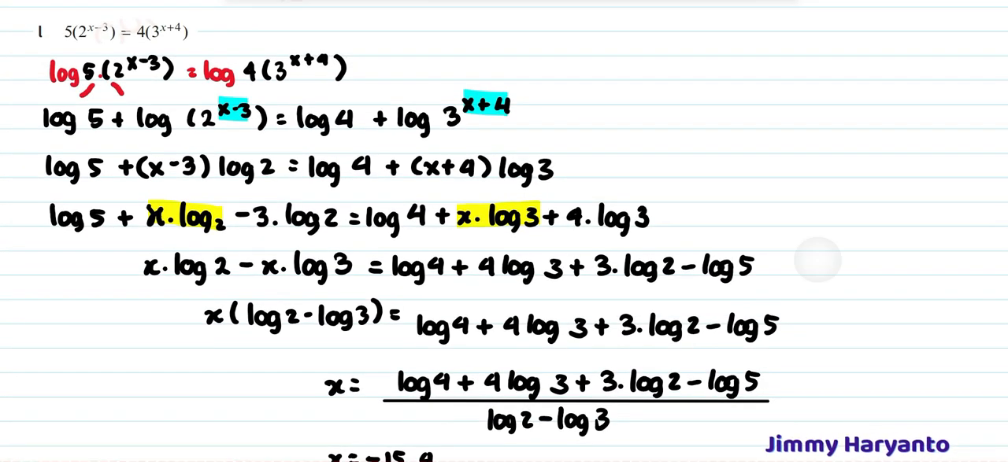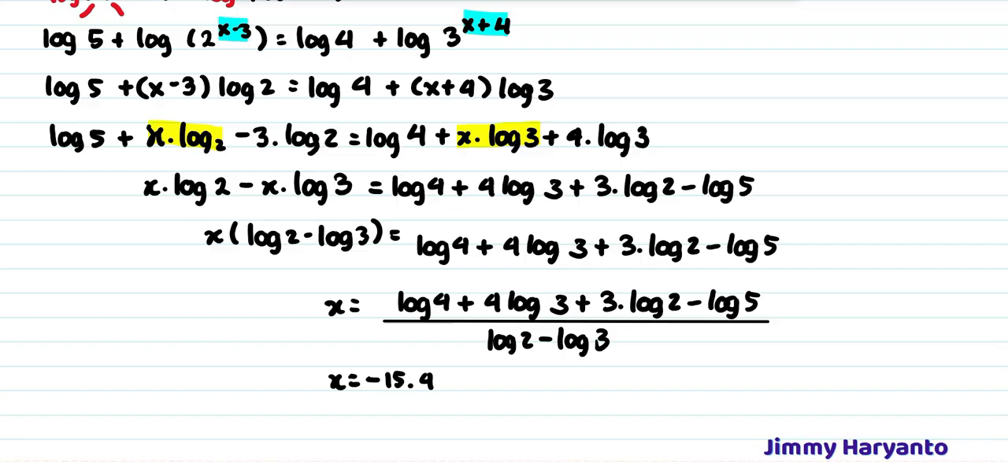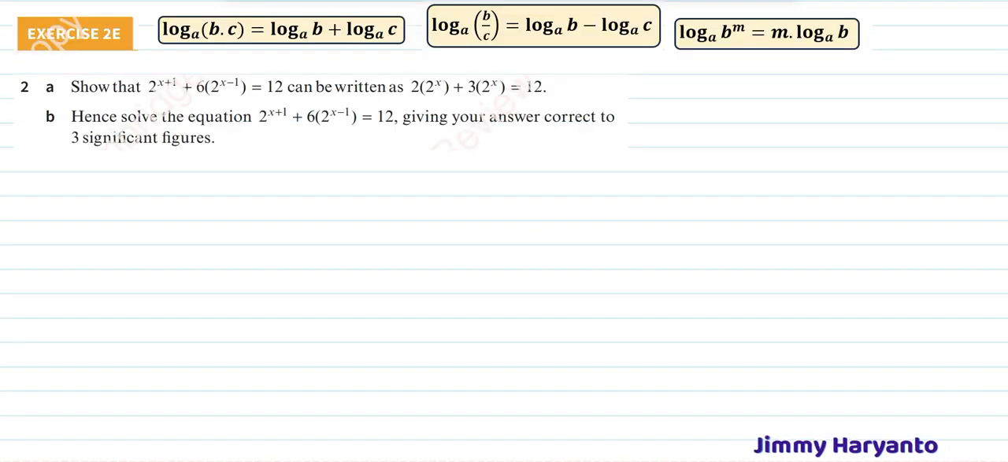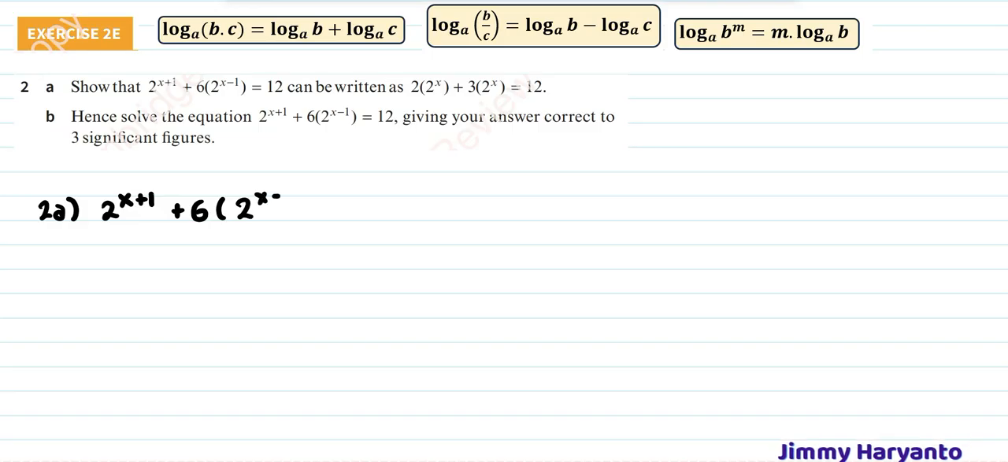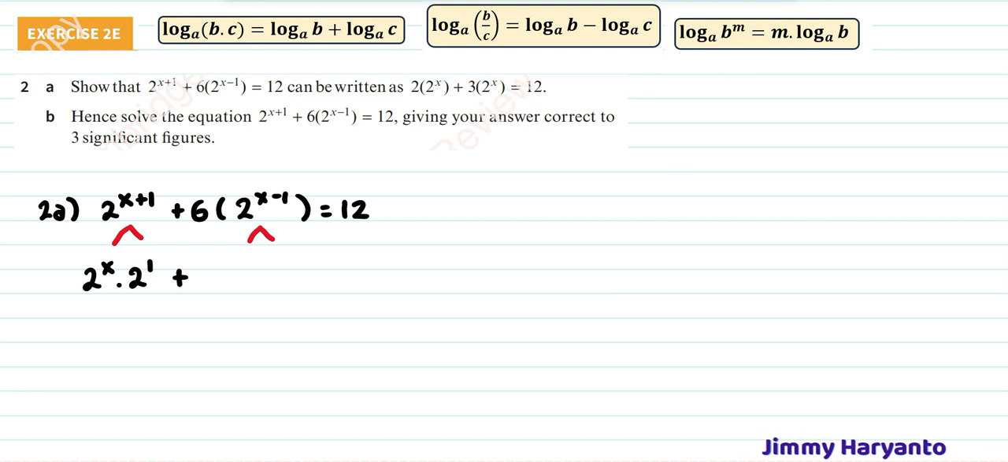This is an exponential equation, so we don't have to check the final answer. Next is question 2a. Show that the expression can be written as the given form. First let's rewrite the equation: 2 to the power of x plus 1 plus 6 open brackets 2 to the power of x minus 1 equals 12. Let's use the indices properties. We can separate this into 2 to the power of x times 2 to the power of 1 plus 6 open brackets 2 to the power of x times 2 to the power of negative 1 equals 12.